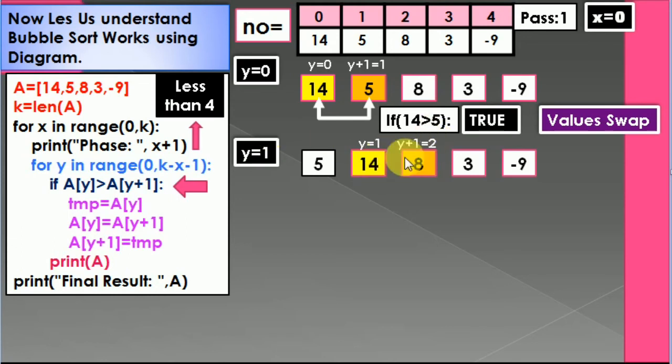Which values are going to be checked? Which values? 14 and 8. 14 is going to be checked with 8. Why? Because this line is there. A of y is 14, and a of y plus 1 is 8. These values are going to be checked.